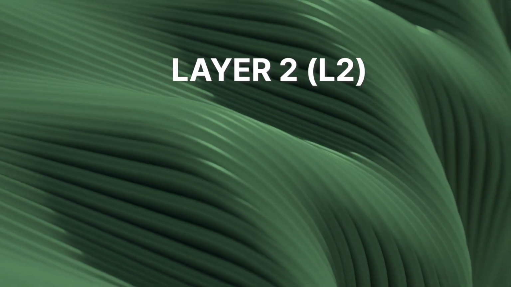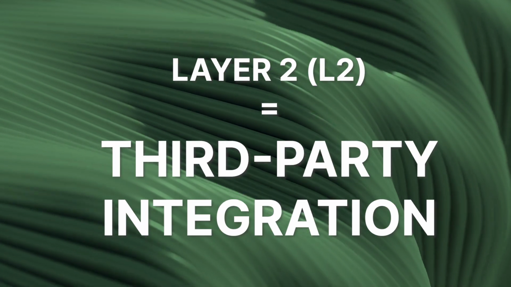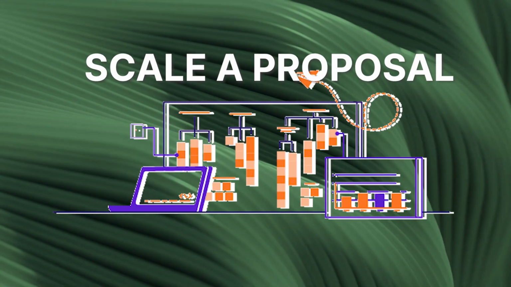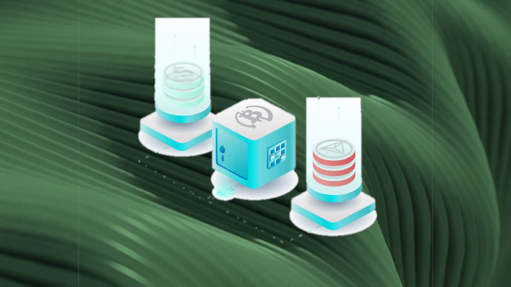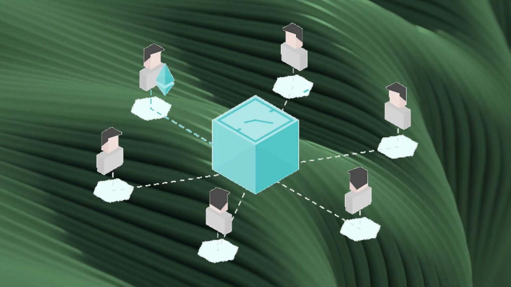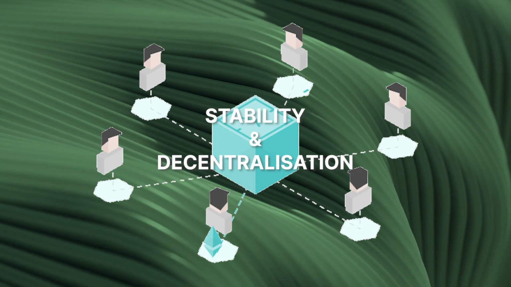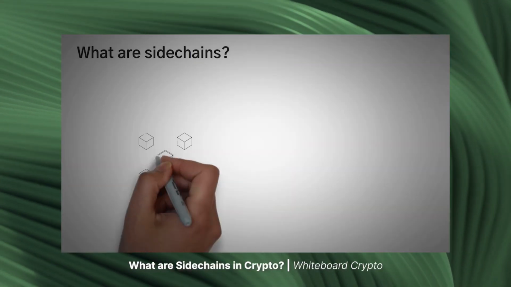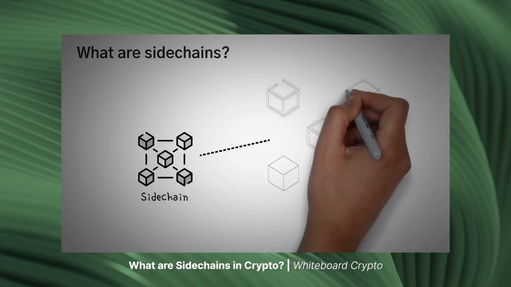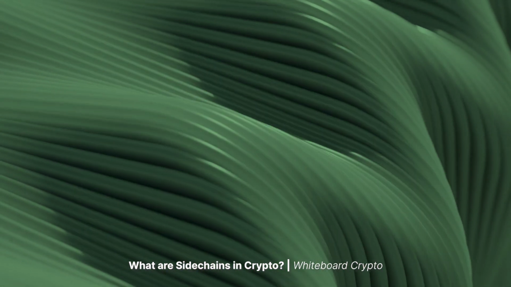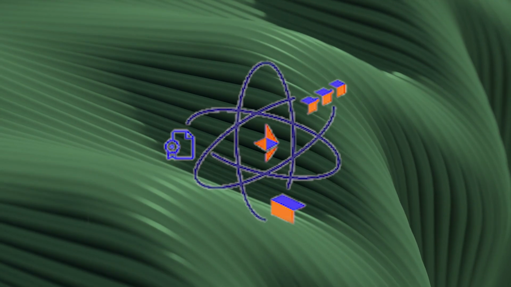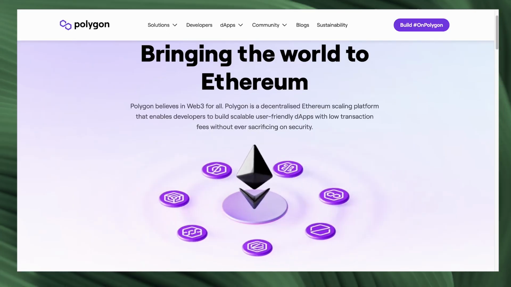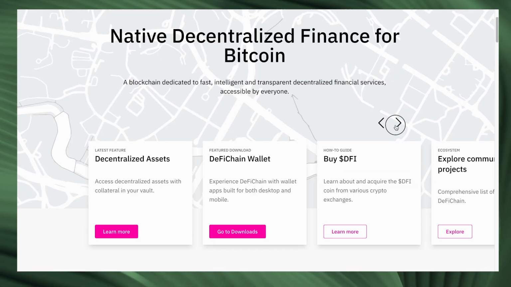Layer 2, or L2, on the other hand, is a third-party integration that works on top of a Layer 1 blockchain to help scale a proposal by processing transactions outside of the main blockchain, L1, while preserving the very same stability and decentralization. A sidechain is a secondary blockchain that runs in parallel. Sidechains are separate blockchains connected to the main chain, each with its own consensus method. Layer 2 solutions, on the other hand, are built as extensions of main chains and depend on their security framework. Polygon for Ethereum and DeFi Chain for Bitcoin are two examples of sidechains.